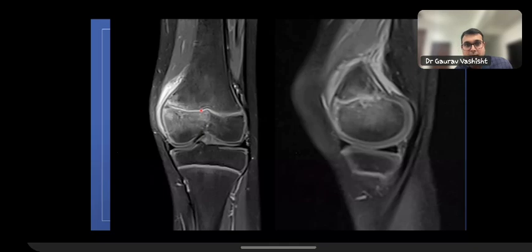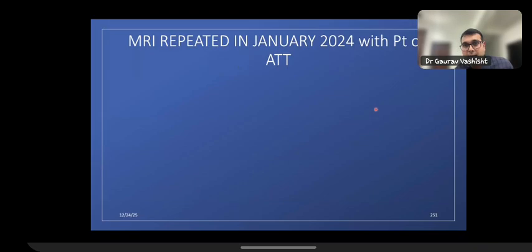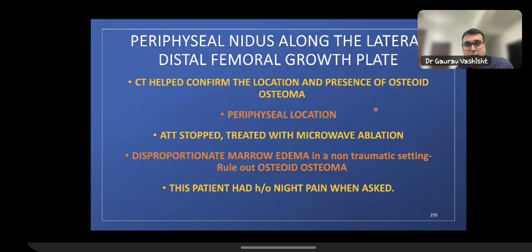And now, if I come retrospectively to the first image, the first scan which happened before the biopsy, we could see a small nidus here which was osteoid, and the child unnecessarily took ATT for so many months, almost a year. So this was a periphyseal nidus along the distal femoral growth plate, and CT helped confirm the location and presence of osteoid, though we clinched this on MRI again, and another friend of mine, she also did. And periphyseal location is a rare location.